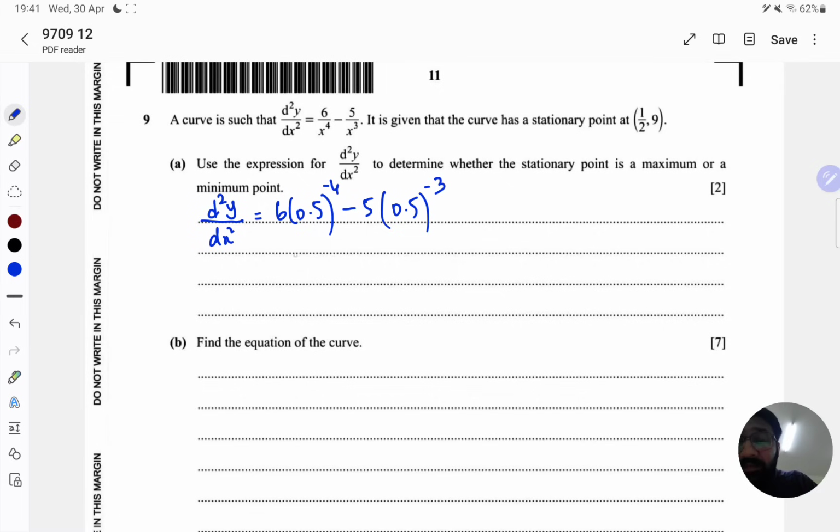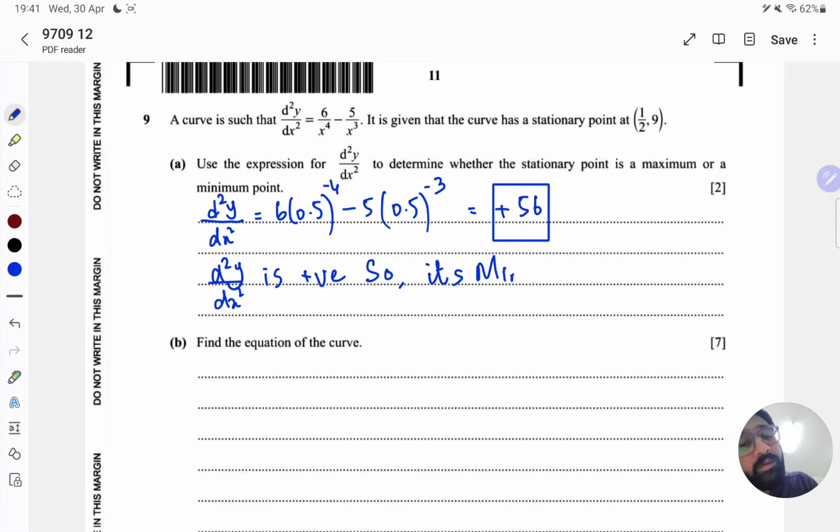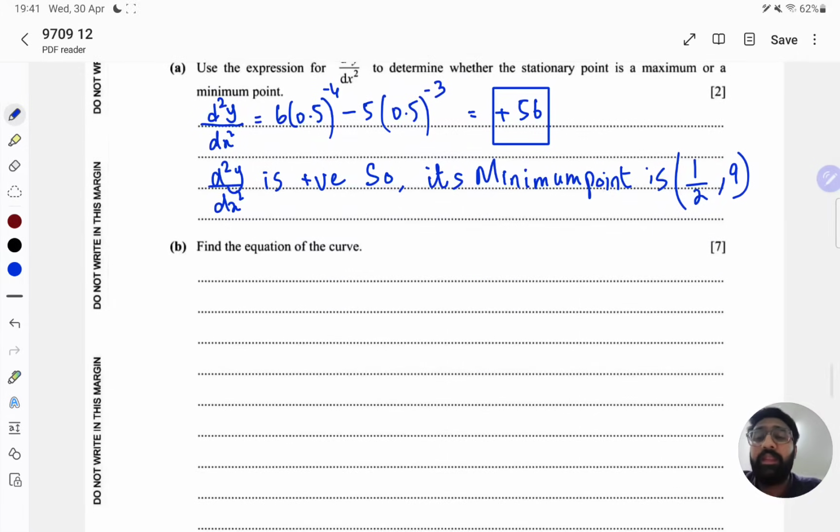and the value is 56. Since the double derivative value, d squared y over dx squared, is positive, it is a minimum point. So what are the coordinates of the minimum point? 1/2, 9. The next part says that we need to find the equation of the curve.